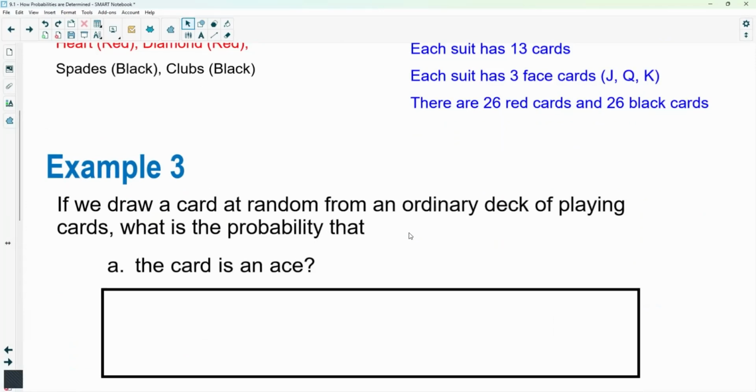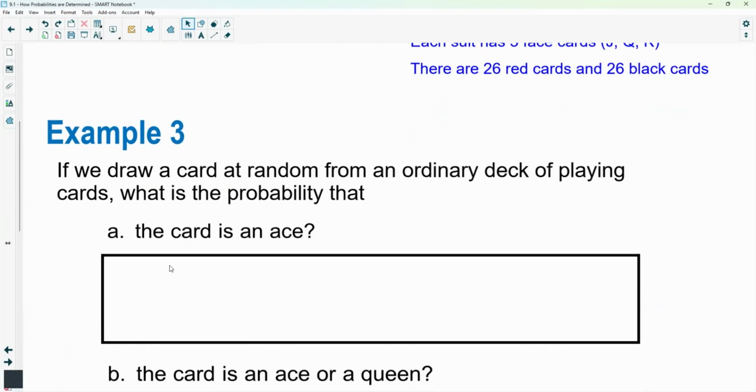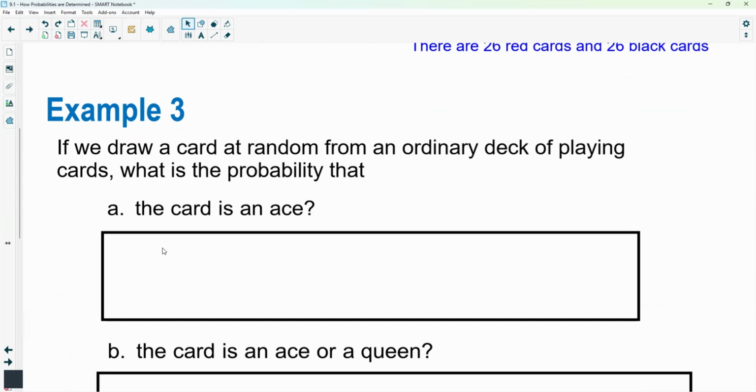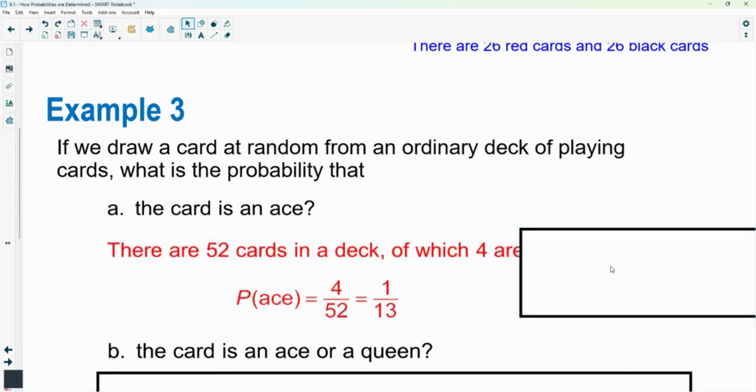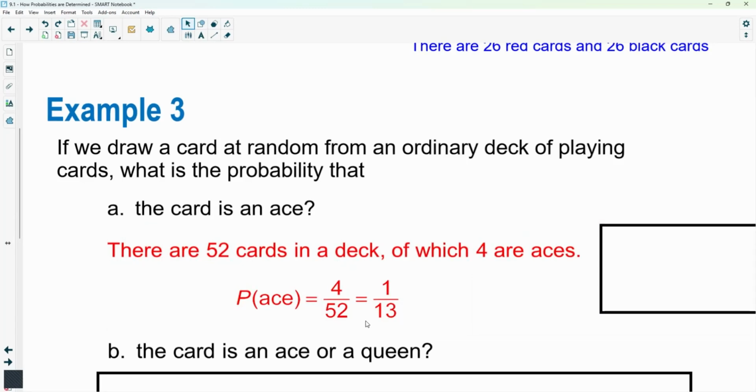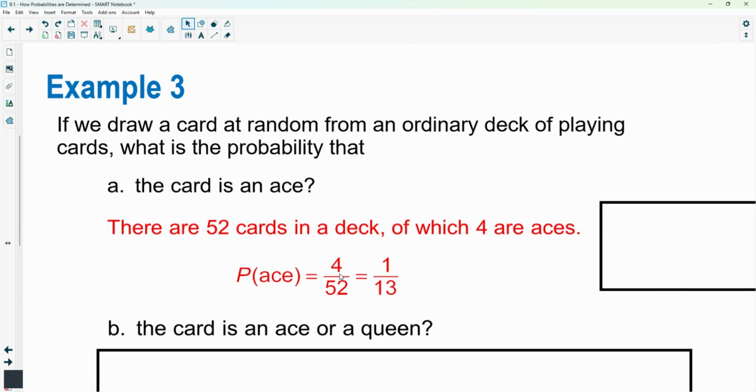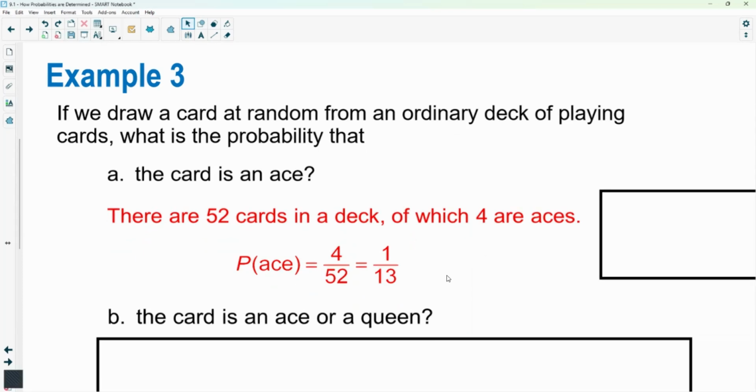So it says we draw a card at random from an ordinary deck of playing cards. What is the probability that the card is an ace? So remember, we got 4 suits, and each suit has an ace. So that means we got 4 out of 52, which you're going to have to reduce to 1/13. Yes, I take points off if you don't reduce it on the homework. I take points off if you don't reduce it on the test.